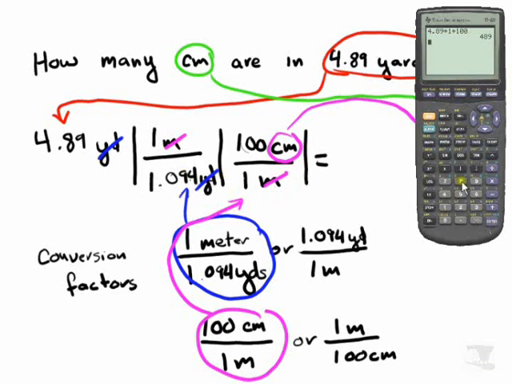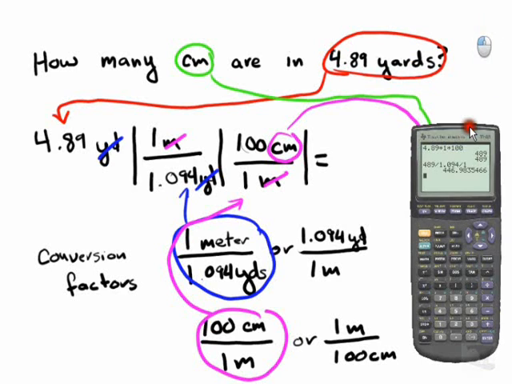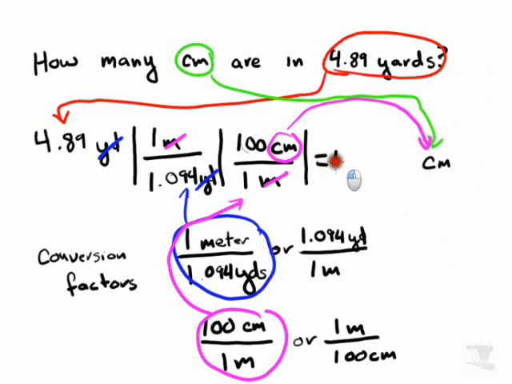To deal with the denominators, I simply take that answer, 489, and I'm going to divide by the denominator of my first ratio, 1.094, and then, and this is critical, divide by the denominator of the next ratio. Now I know dividing by 1 is kind of redundant, but once again let's get in the habit of it. When I hit enter, I get, in this case, 446.983.